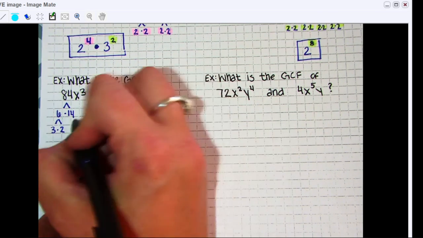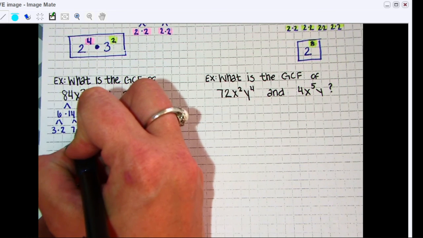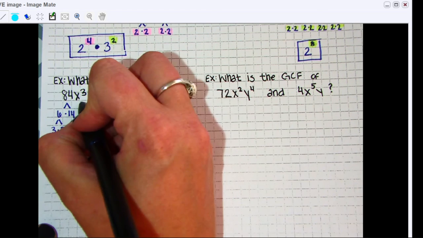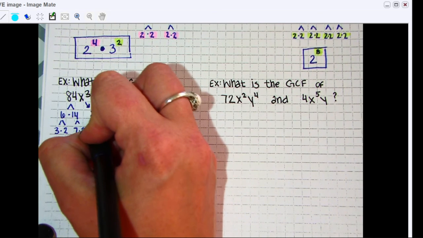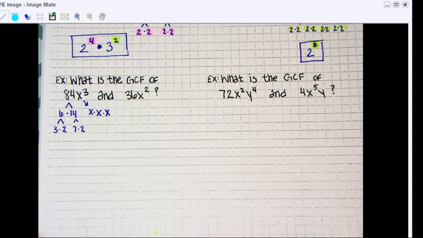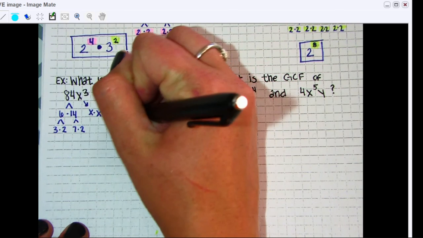Yeah, 7 times 2. Both of those prime? Yeah, so you're done. Now, x to the third, I can break that down into x times x times x. Remember, when I'm adding my exponent, 1 plus 1 plus 1 is 3, x to the third. Now, you're going to do the same exact thing with 36.